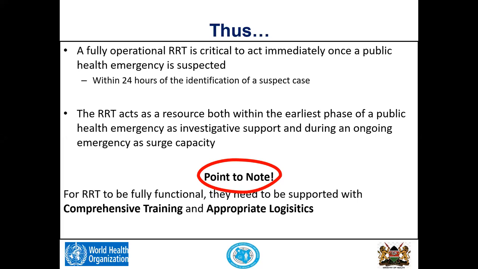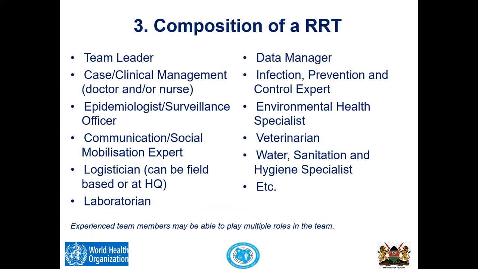There's a point to note that for RRTs to be fully functional, they need to be supported with a comprehensive training package and appropriate logistics. We are going to look at these two later in much more detail. Ideally, this is the composition of a rapid response team, where you want to have a team leader, then someone trained in clinical management, could be a doctor, a clinical officer, or a nurse. Then in the team, you will work with an epidemiologist. You'll also have a surveillance officer, a communication expert, or someone who is trained in risk communication and community engagement.